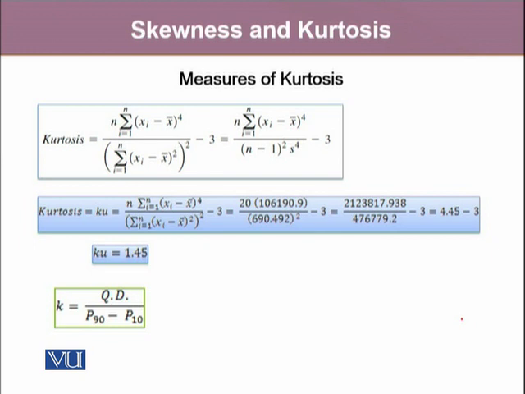For our example of GRF measurements, if we use the moment formula, the value of the kurtosis turned out to be 1.45, which shows that this distribution is leptokurtic. Moreover, I'll leave the calculation of the coefficient of kurtosis using the quantile formula to the readers.